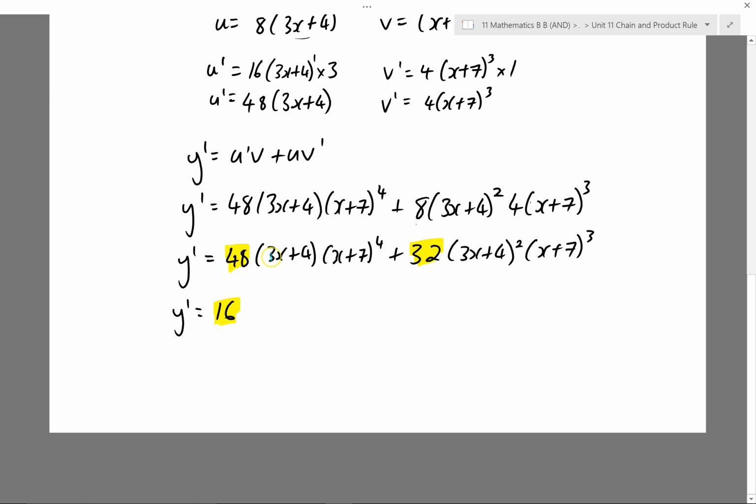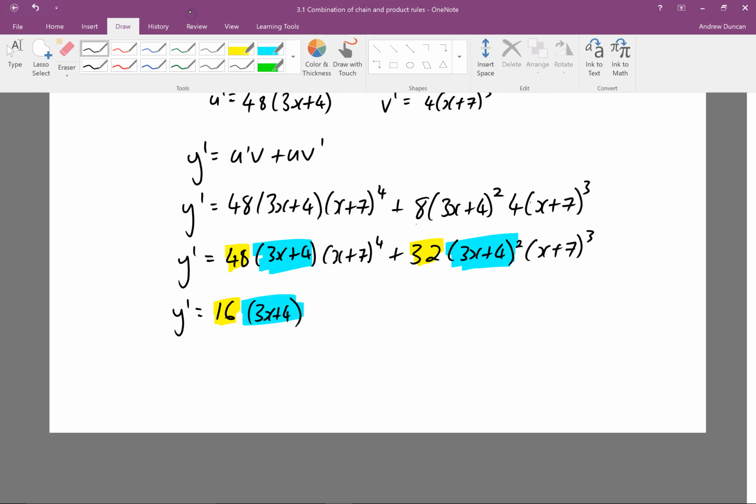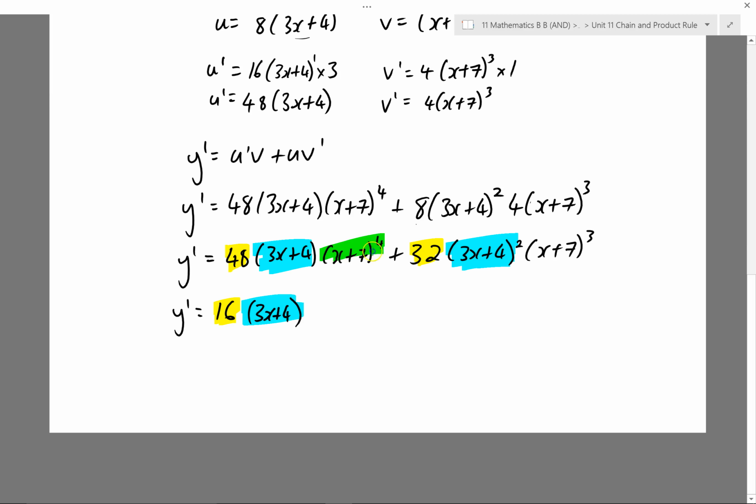Okay, and then I'm looking at the 3x plus 4s. They exist in both columns. And I'm going to choose the lowest power. So I'll choose the one that just has a power 1. And then finally, the x plus 7s. They're common in both. So I'll choose, again, the lowest power between the two, which is 3. Okay, so that's my highest common factor.